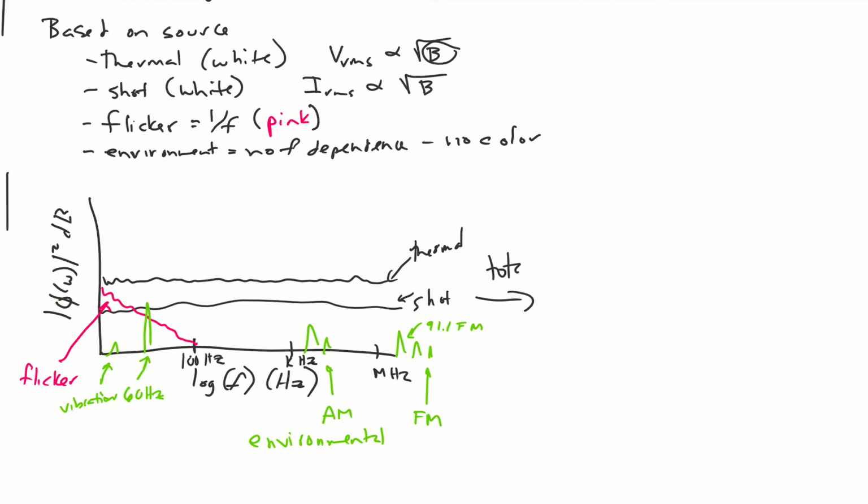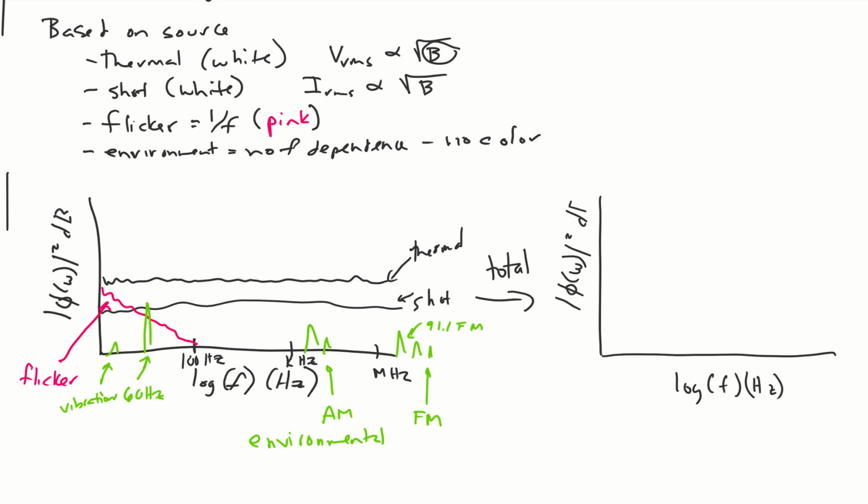Let's draw the total here. Log of F, hertz, our power spectrum. If we sum these all together, I guess I drew this on quite a high scale, but let's sum them together. So those are some of our environmental noises, and our white noise offset. Our AM environmental noise. Our FM environmental noise.